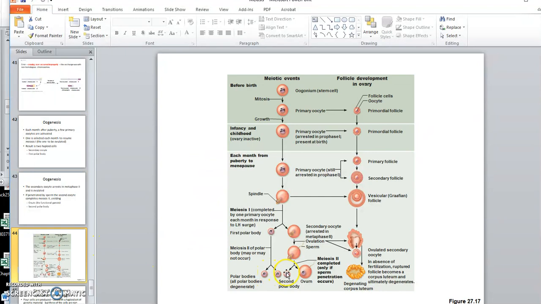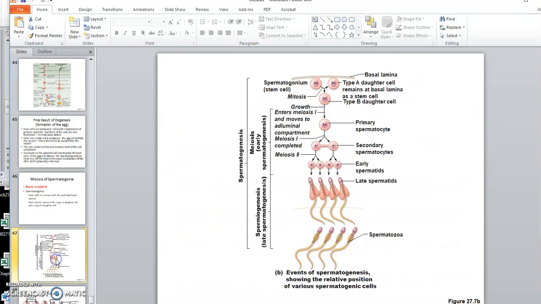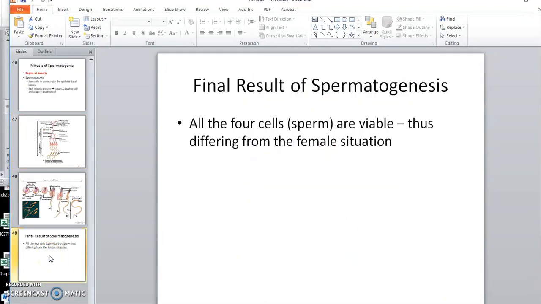You start the same way. You'd get 4 cells, but 3 degenerate. The ovum gets all the food. That's the one that you as a female would ovulate and would get fertilized. In the sperm, though, you actually do make 4 viable sperm because you need a heck of a lot of sperm to fertilize 1 egg. So that's all I'm going to really say on that.